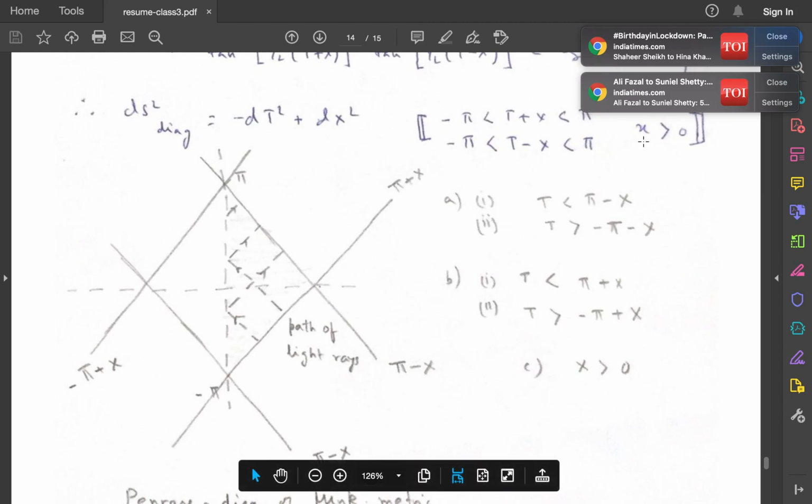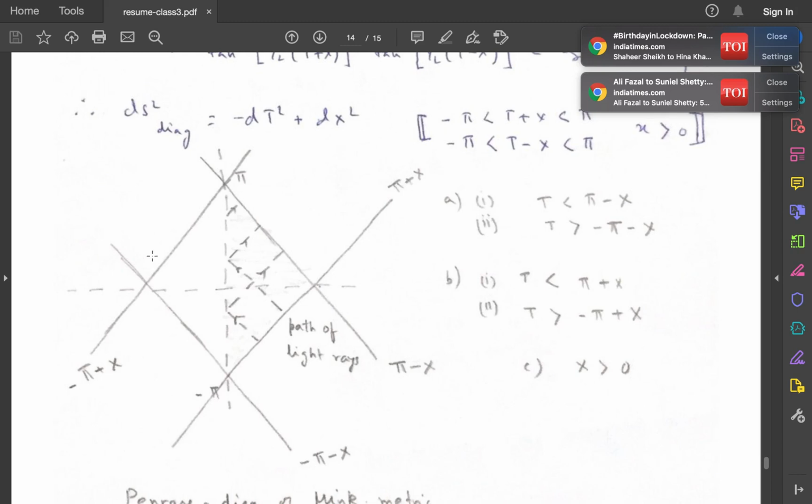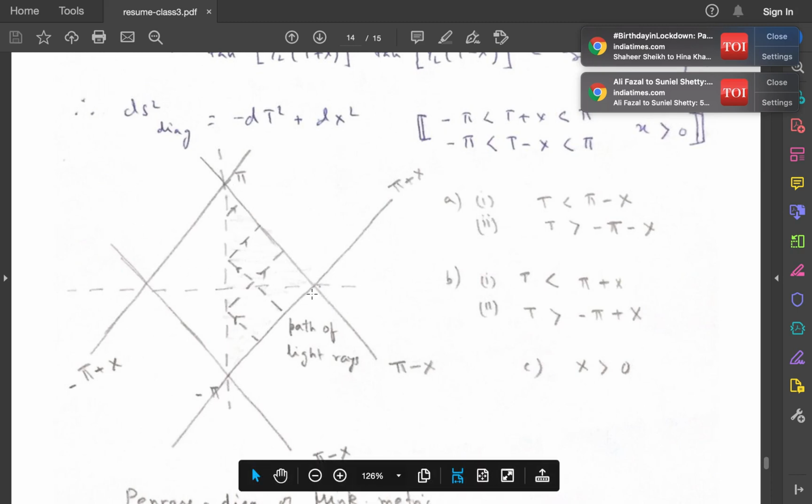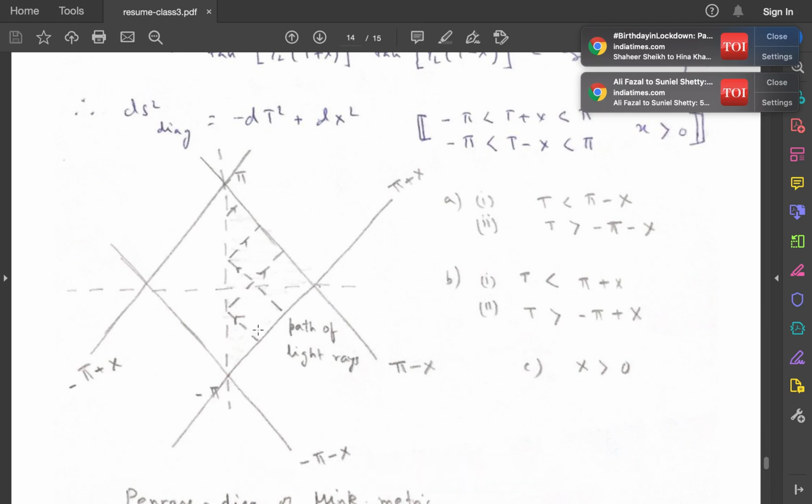And the third condition, x greater than 0, right? This is capital X. The region x less than 0 is excluded, so we are only concerned with this triangular part, which is our area of concern. Remember that light rays travel in straight lines with slope plus or minus 1. So light rays go like this, or like this. This is the Penrose diagram which you are looking into.